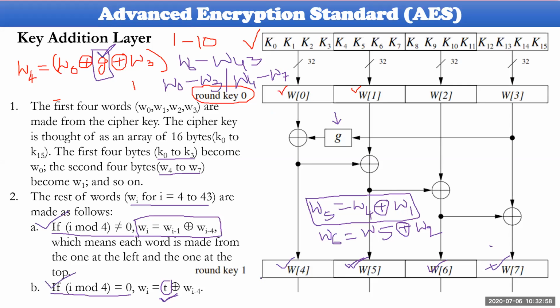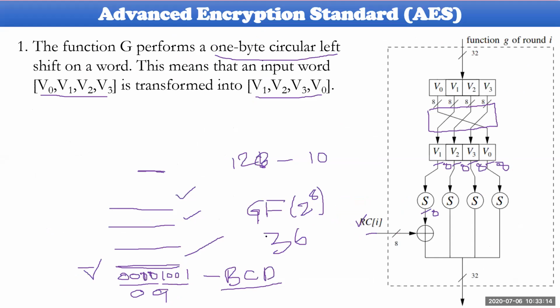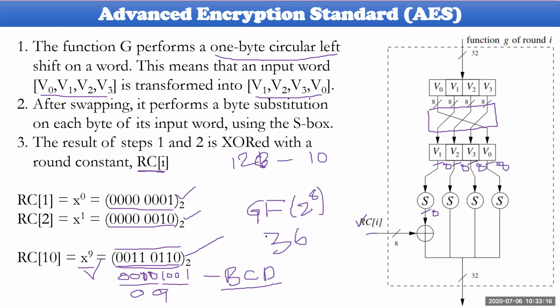In the second formula, if i modulus 4 is equal to 0, and this condition is true, then Wi will be equal to T exclusive OR of Wi minus 4 here. This T will be calculated in such a way. So this is the way of calculation, and this is how things happen in terms of AES.